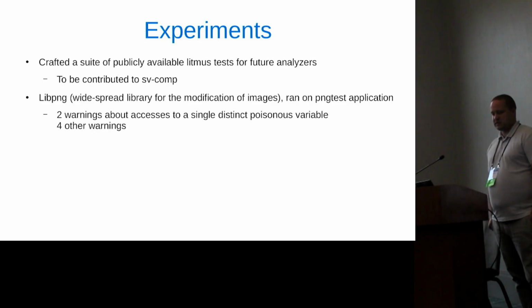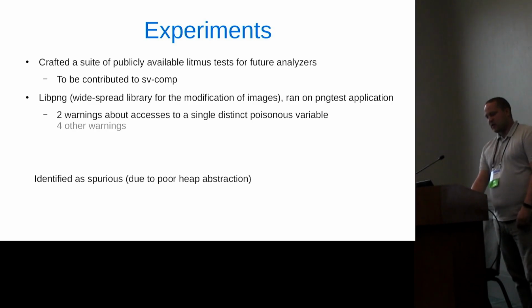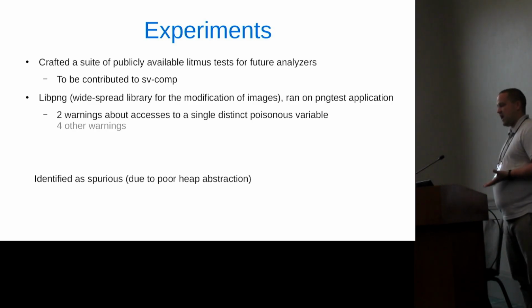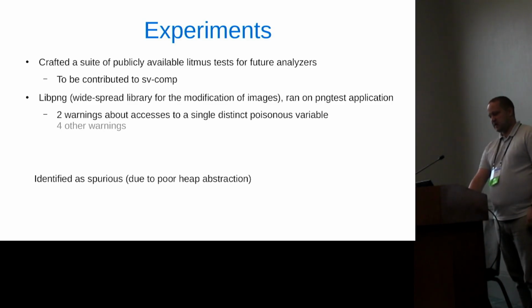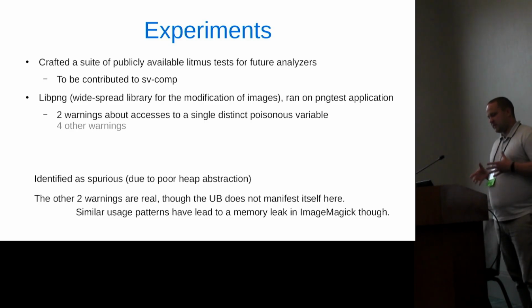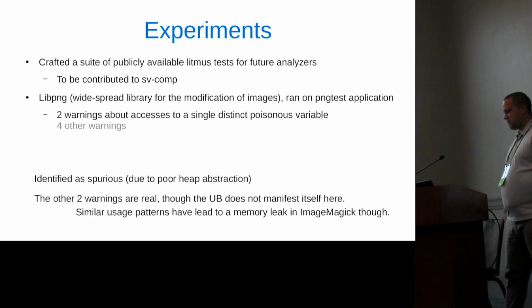We basically produced 6 warnings. 2 of them were warnings about accessing a local variable that has been modified between the setjmp and the longjmp. And it turns out that these 2 warnings seem to be actual bugs in the implementation there. There is undefined behavior. For some complicated reason, the compilers do not manifest it, so one cannot actually observe it. But technically, we basically identified 2 real bugs in this libpng program. And very similar usage patterns have in the past already led to a memory leak in ImageMagick. So it's very plausible that these are real issues.